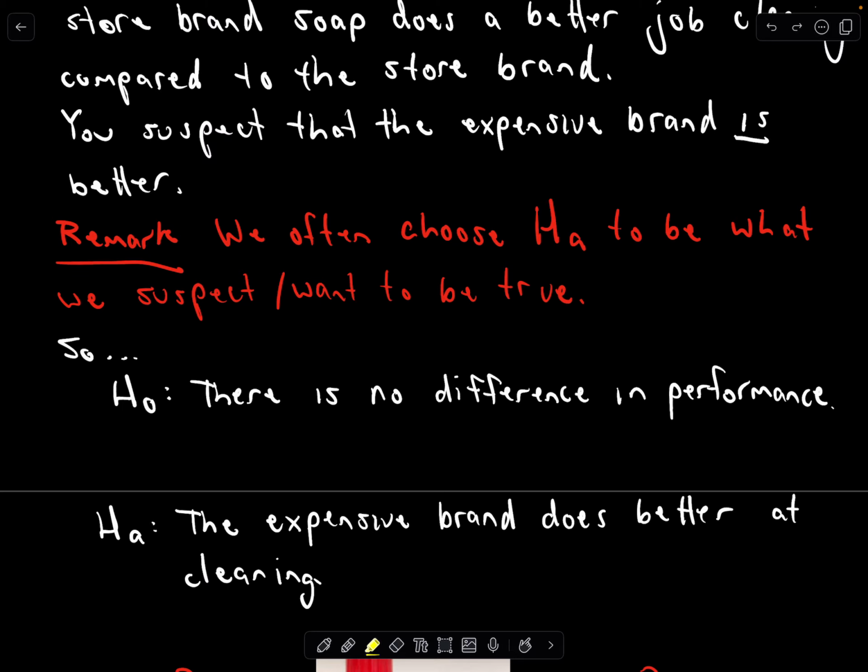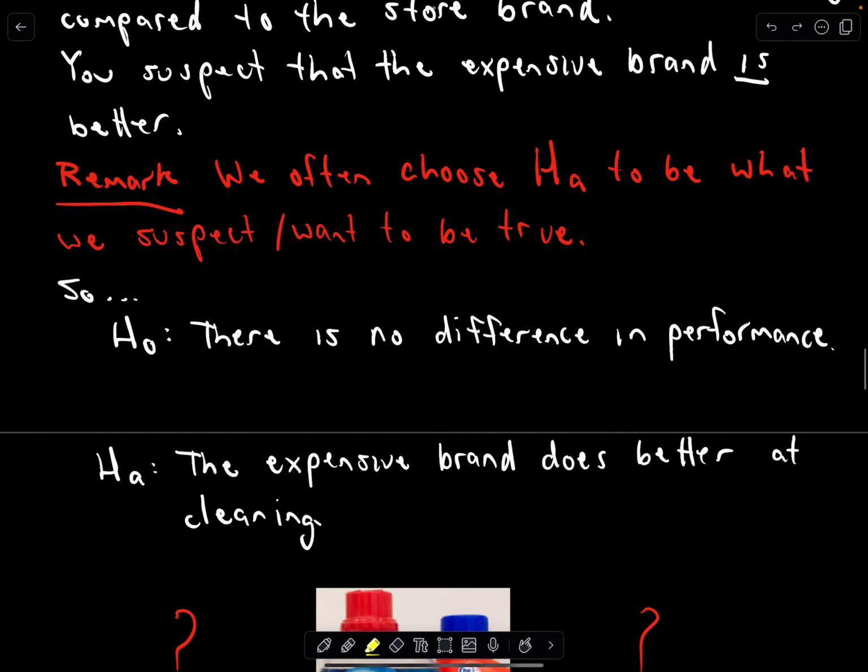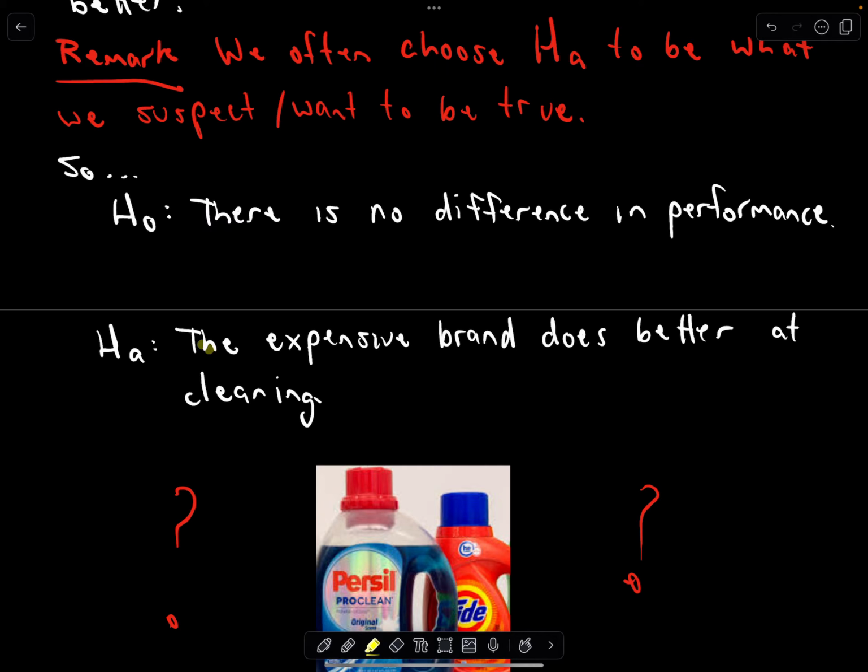So, okay, and this is not always the case, but one little remark, we often choose the alternative hypothesis to be what we suspect to be true. In this case, using that idea, our null hypothesis is that there's going to be no difference in performance, right? We're going to say, I don't think there's any difference in performance. That's going to be our null hypothesis. Our other hypothesis, what we suspect to be true, is that the expensive brand is in fact better at cleaning.